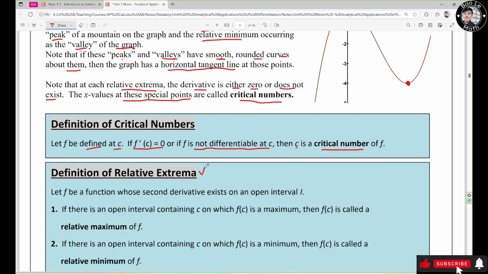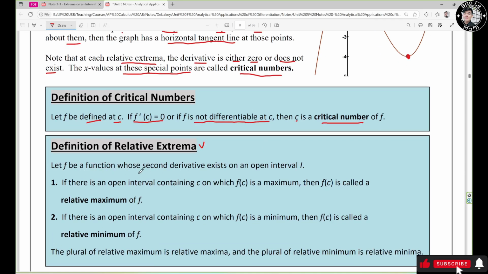Definition of relative extrema: let f be a function whose second derivative exists on an open interval I. If there is an open interval containing c on which f of c is a maximum, then f of c is called a relative maximum of the function f. If there is an open interval containing c on which f of c is a minimum, then f of c is called a relative minimum of the function f. The plural of relative maximum is relative maxima, and the plural of relative minimum is relative minima.